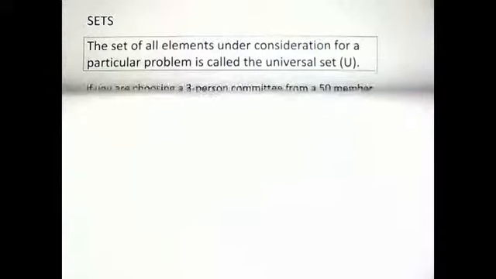Now let's look at a set that's essentially the opposite of the empty set. The universal set is the set of all elements under consideration for a particular problem, and we usually use a capital U to stand for it. And probably the easiest thing is just to look at some examples.